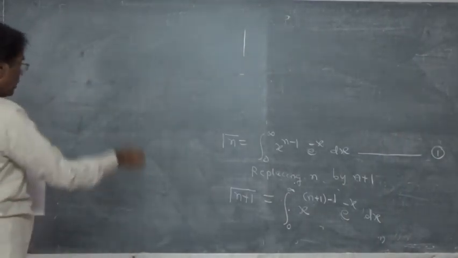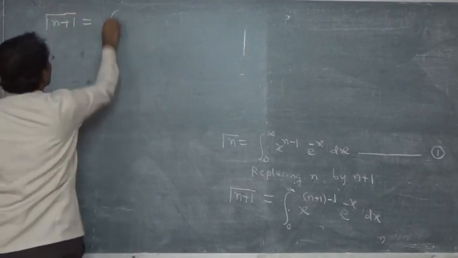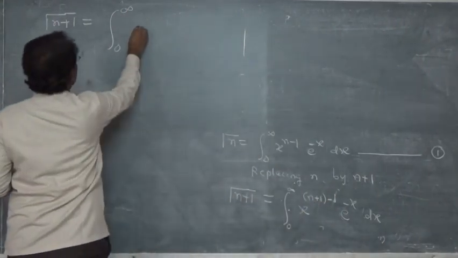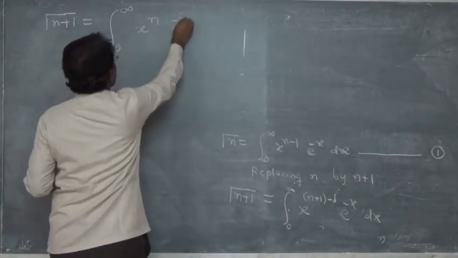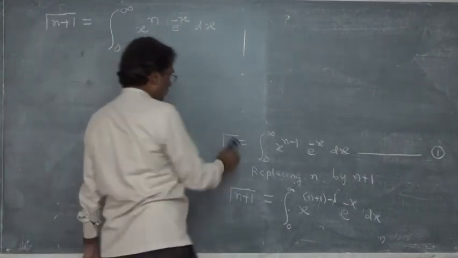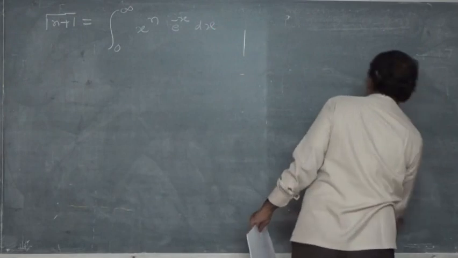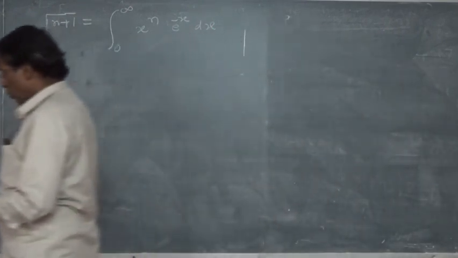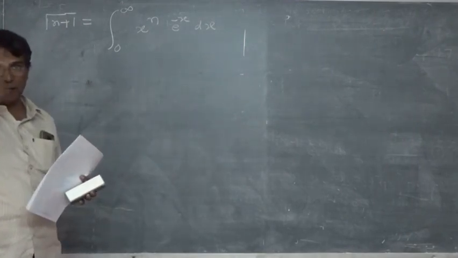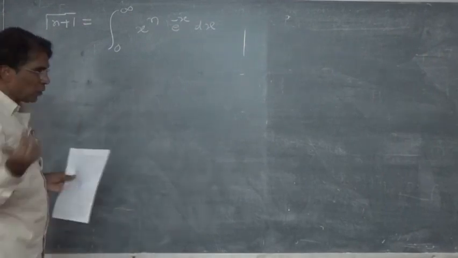So now you see here, gamma n plus 1 equals the integral from 0 to infinity. Here the plus 1 minus 1 cancels. What remains is x raised to n, e raised to minus x, dx. Now we shall integrate this by parts. Integration by parts: first function as it is, integration of second function, minus integral sign, differentiation of first function into integration of second function. That rule we shall apply here.